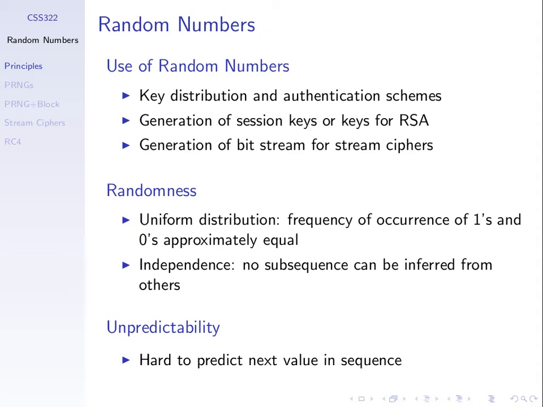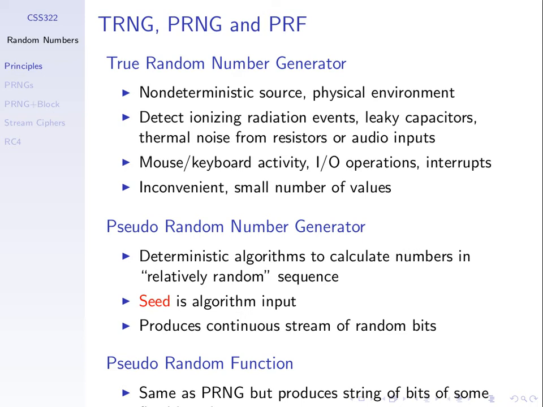So, how do we get a computer to generate random sequences? We can use what's called a true random number generator. A true random number generator has some non-deterministic source, some source of information where the values are not predictable. Usually, well, almost always from some physical environment. Some examples: detecting radiation events in the atmosphere or of some device. In electronics, detecting the energy coming from circuits or across capacitors.